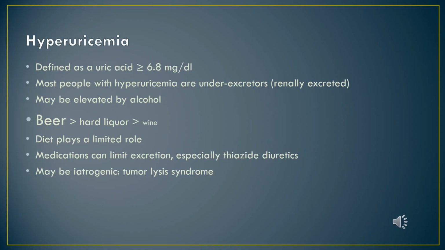As I mentioned before, the reason that people get gout is because of hyperuricemia. So how do we define hyperuricemia? This is defined based on the concentration of uric acid in the serum. So high uric acid is 6.8 milligrams per deciliter. Now, there are still going to be people who have uric acid levels above that level who do not get gout. So this is not necessarily a hard and fast cutoff, but it is an important number to keep in mind.